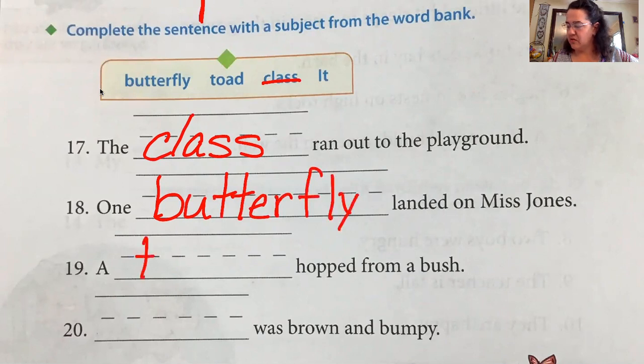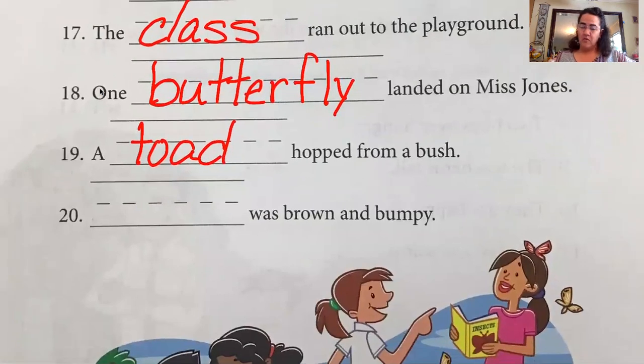And a toad hopped from a bush. Blank was brown and bumpy. What was? It was. Okay, second graders, that's it for our English for today.